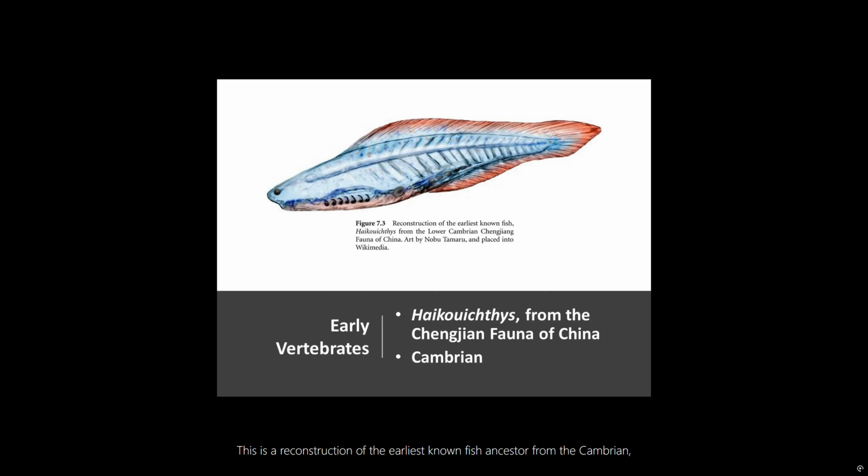This is a reconstruction of the earliest known fish ancestor from the Cambrian. Notice there are no fins. This little guy also had no jaws. This is Haikouichthys from the lower Cambrian fauna of China.